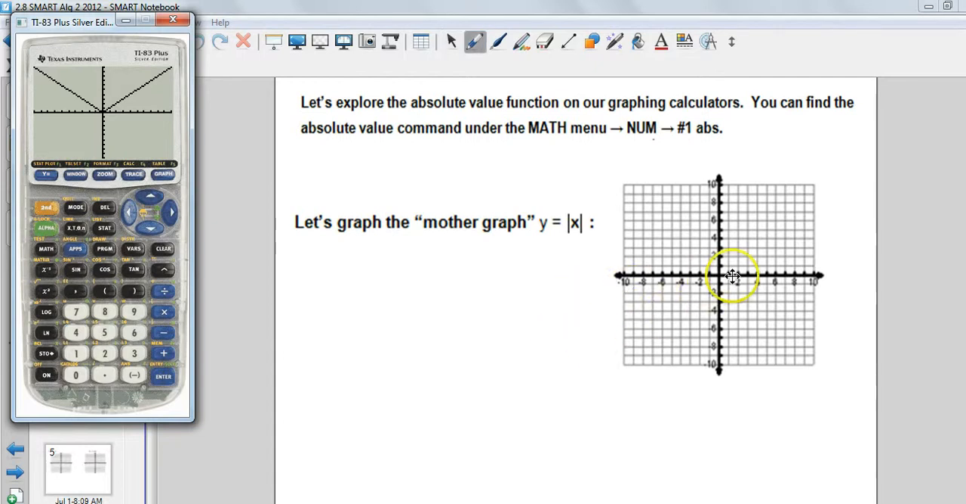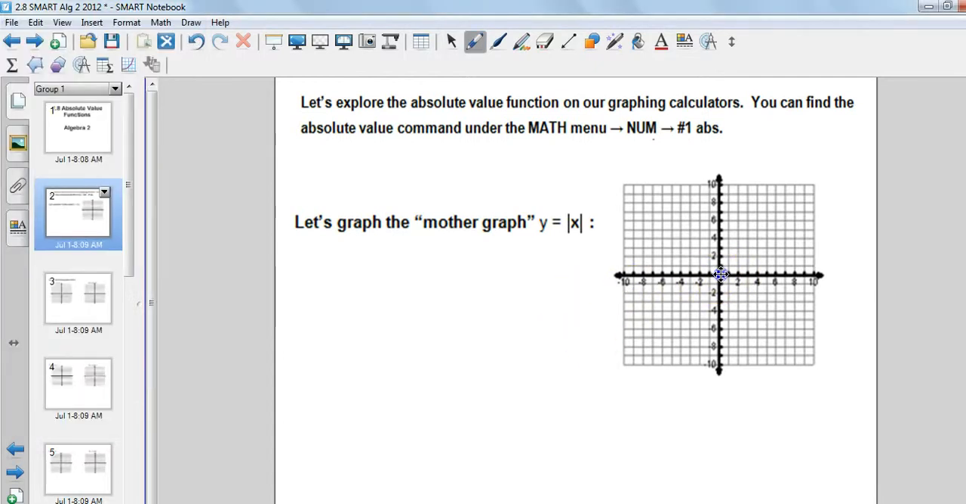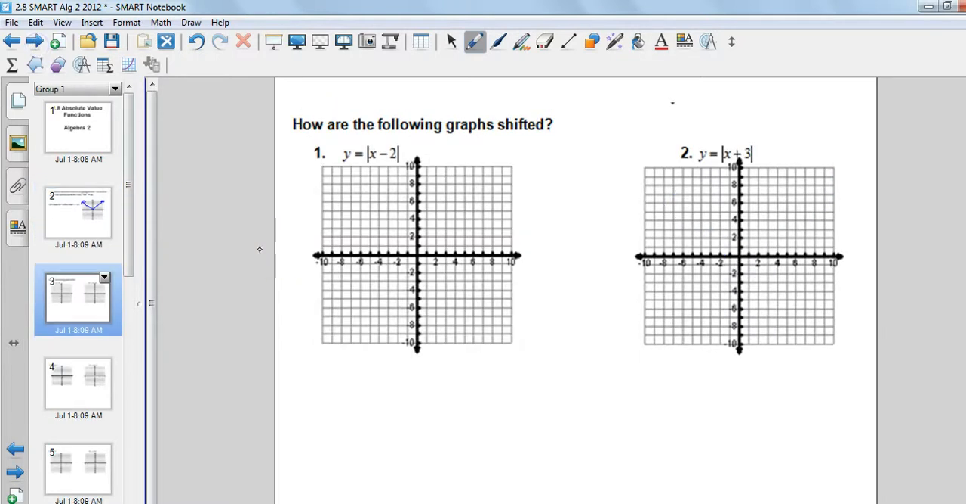I want you to do the same thing. He has a vertex right there at 0, 0, and he seems to go up. Hopefully yours looks a lot better than mine, but these are straight branches on the side. Basically what happened is it took a linear graph, y equals x, and it took this negative branch and flipped it up to the positive quadrant. So let's look at the next couple problems.